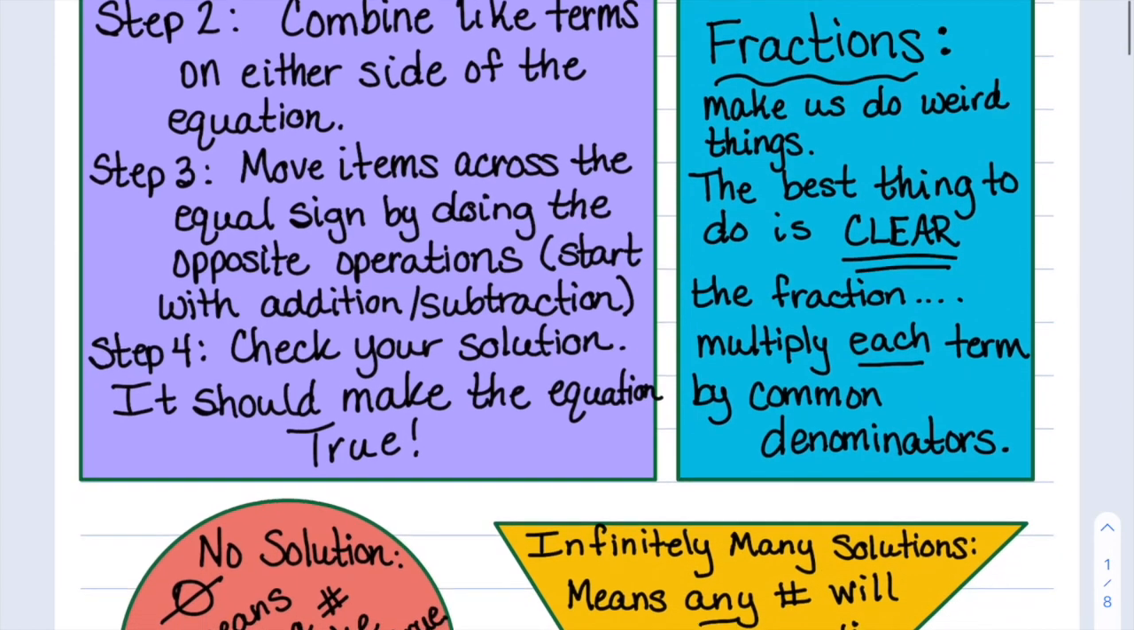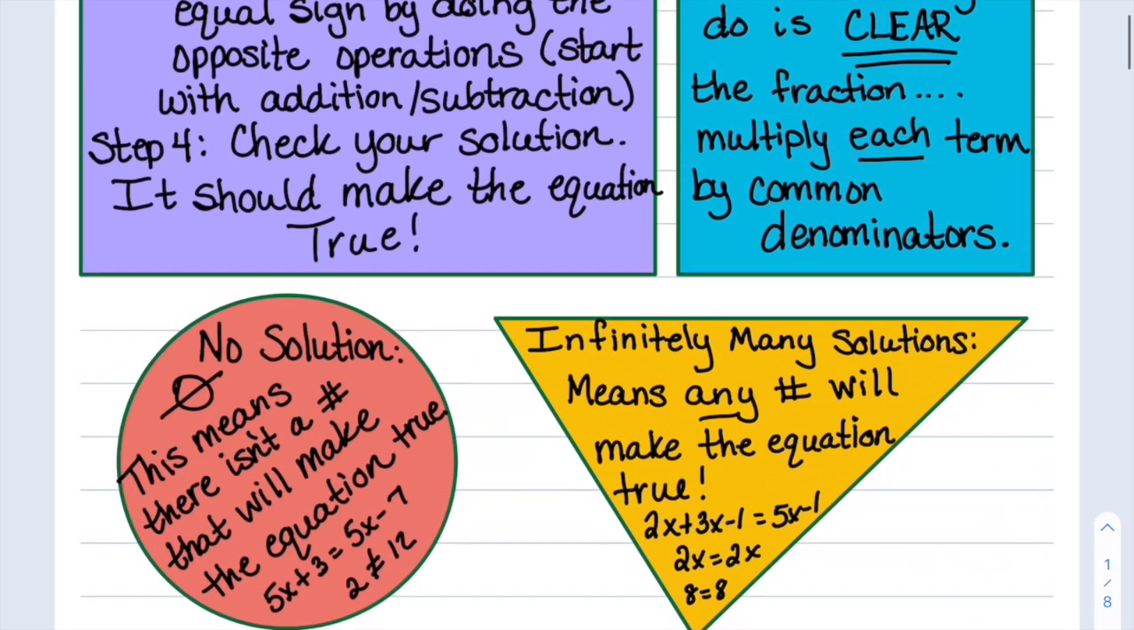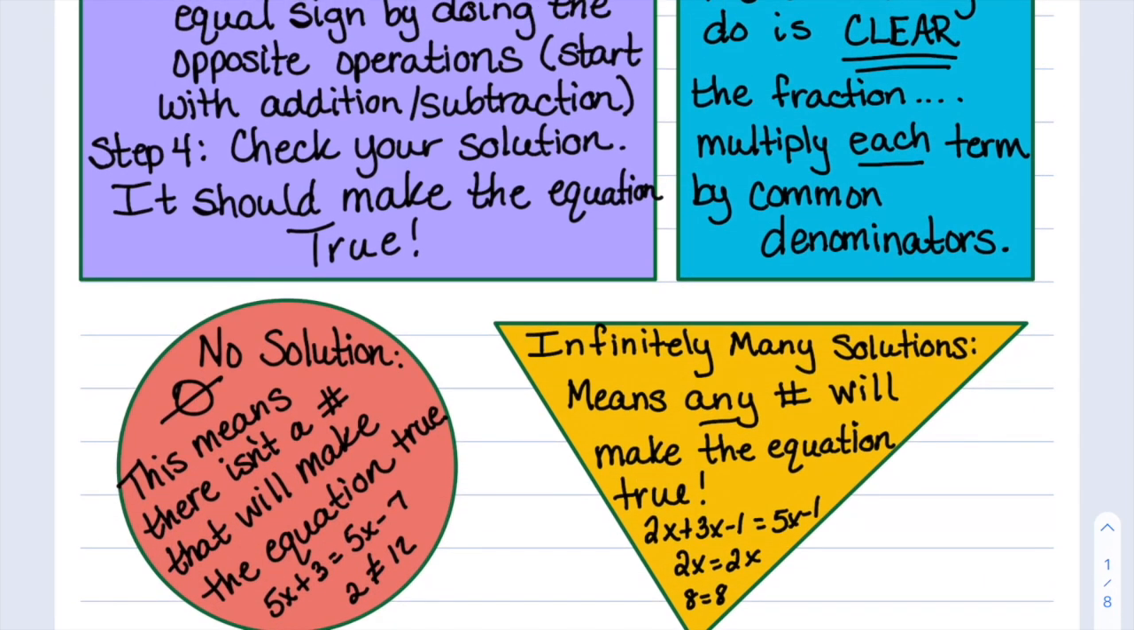You can get one solution, which would make it true, or you can get no solution, which we represent with a 0 with a line through it. This means there isn't a number that will make the equation true. For example, 5x plus 3 equals 5x minus 7. When we simplify that down, we get 2 equals 12. Well, we know that's not true, so that's not a solution.